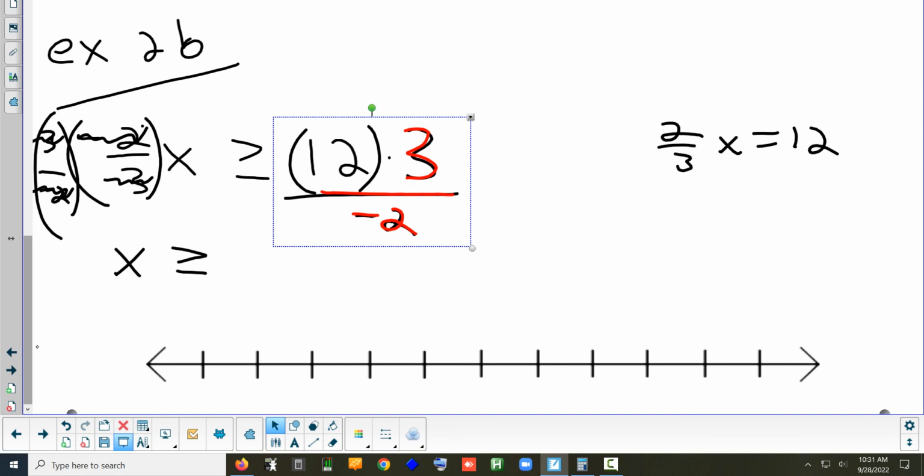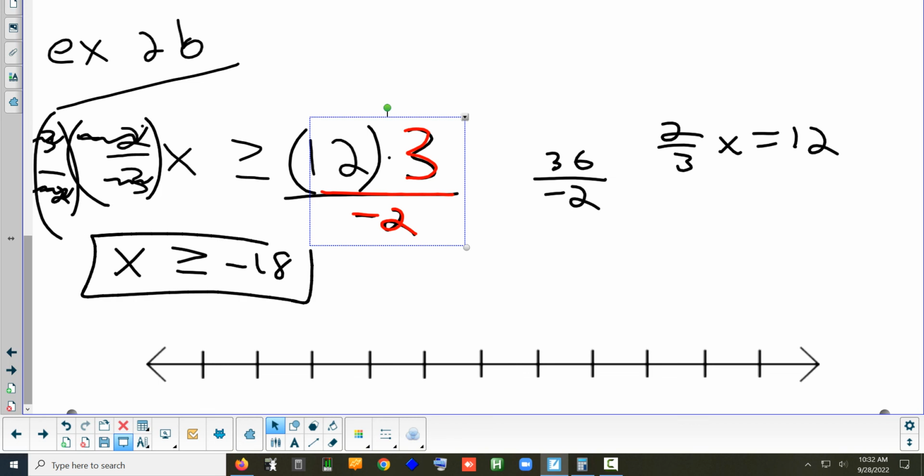Now we just have to do this out. What's 12 times 3? 36. So I'm just doing it off to the side. And now we have to finish that up. What's 36 divided by negative 2? Negative 18. There you go. So just because it has a fraction, that doesn't change our rule. We still have to flip it because we multiplied by a negative.